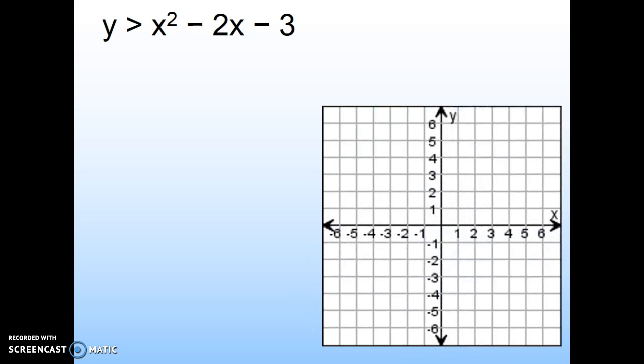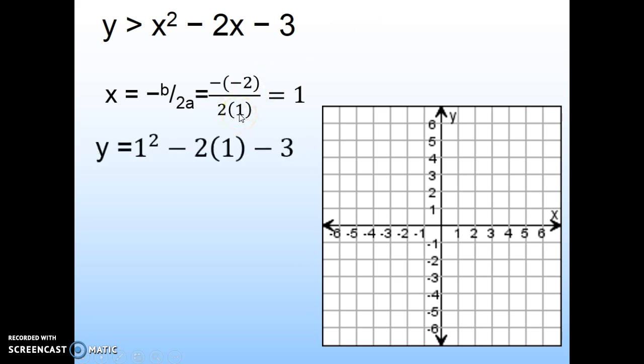So the first thing we have to do is find the vertex. To find the vertex, we'd use negative b over 2a. So we take negative negative 2 over 2 times 1, and that gives us 1. We plug 1 back into our original equation, and we get that y is equal to negative 4. So our vertex is at 1, negative 4.